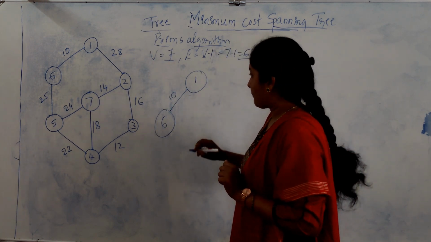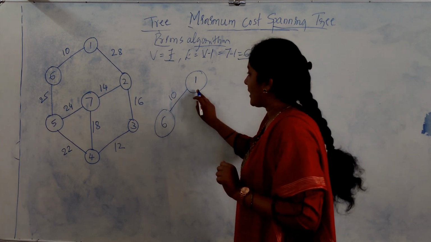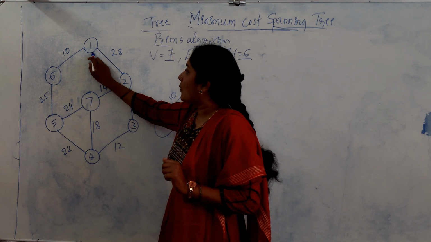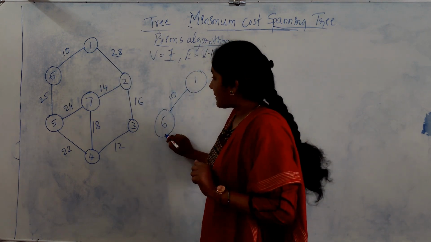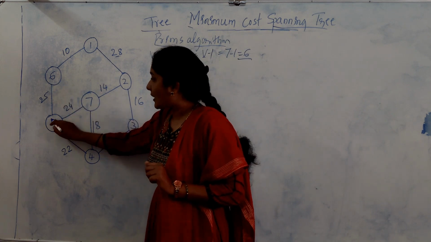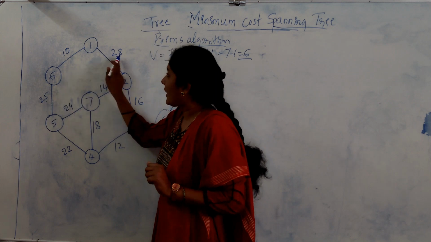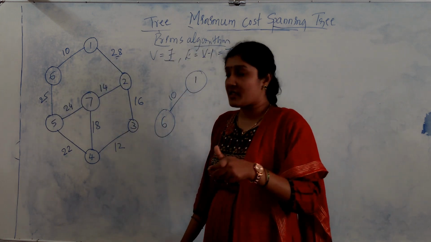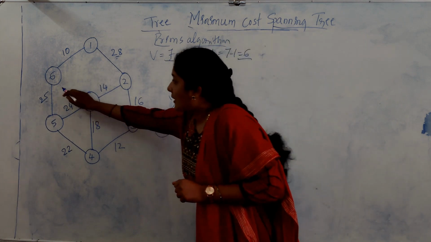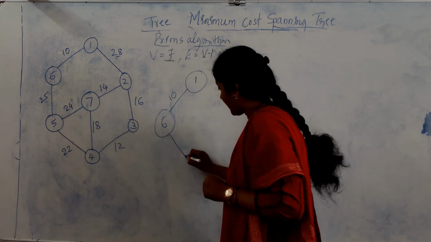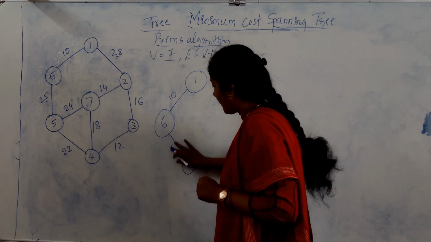Now the next one. Okay. See here we have two vertices, 1 and 6. Vertex 1 is connected to 2 and the weightage is 28, whereas 6 is connected to 5 where the weightage is 25. So out of 25 and 28, which is the lowest one? 25. So we have to consider this now. So 6 to 5, and the weightage is 25.